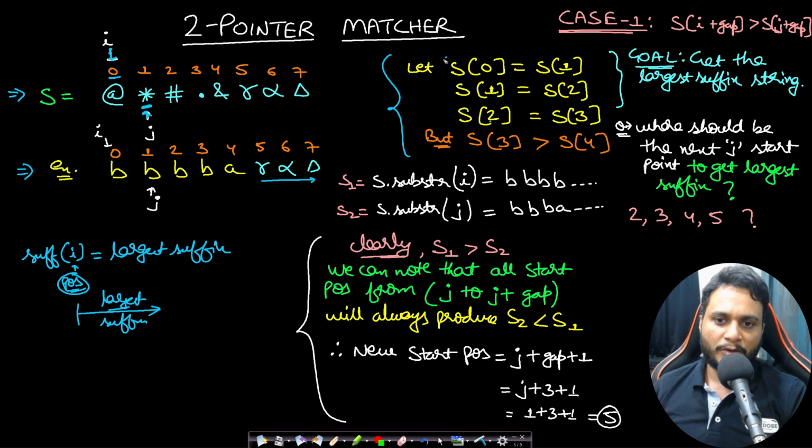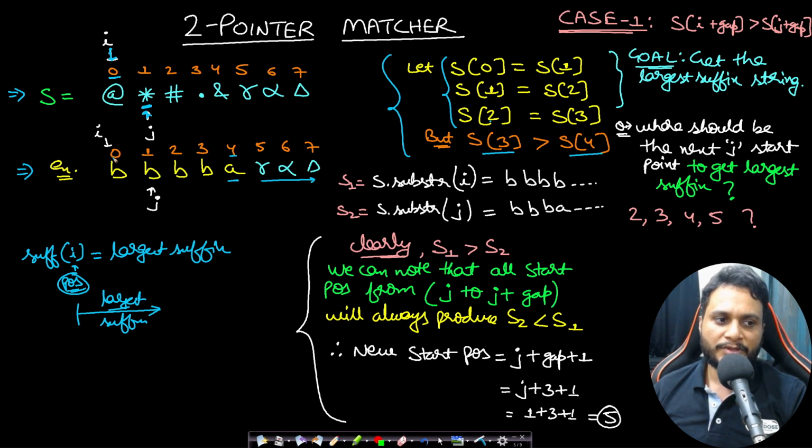So in this case, looking at the first 3 assignments, you know that 0, 1, 2, 3 are the same, so I have assigned them B. And the last one, S at 3 being greater than S at 4, so I have assigned S at 4 a lower value, which is A. So if this is the case, then how will the matching go?